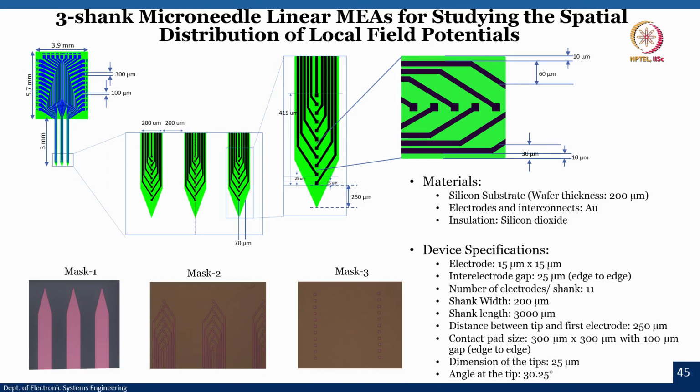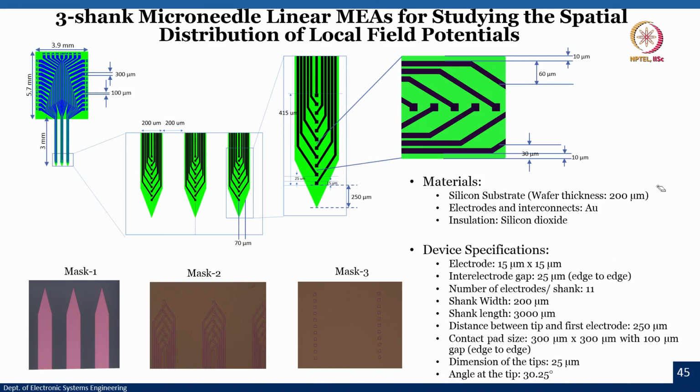Now we have the electrodes and interconnects, which are made of Au. When you say Au, there should always be an adhesion layer, which is titanium or chrome. I told you that chrome is not biocompatible, which is why we go for titanium gold, and the insulating layer in this case is silicon dioxide. So these things are absolutely clear to all of us.